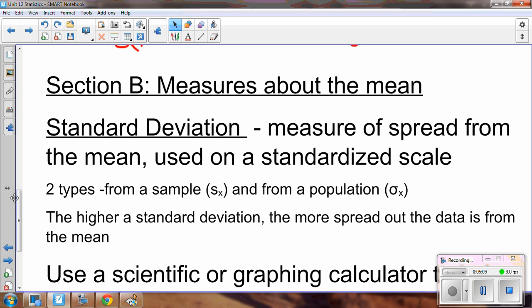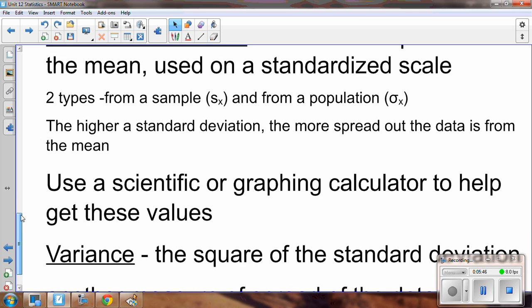So there are two types of standard deviation. One is a sample standard deviation, which we denote using the letter S, and the other is a population standard deviation, which we denote using the Greek letter sigma. Now, the higher the value of a standard deviation, so if we're looking at a standard deviation of 1.2 and a standard deviation of 3.4, the higher the standard deviation, the more spread out your data is from the mean. So a 1.2 would mean all of your information is very close. A standard deviation of 3.4 would mean the information was spread out further than that.